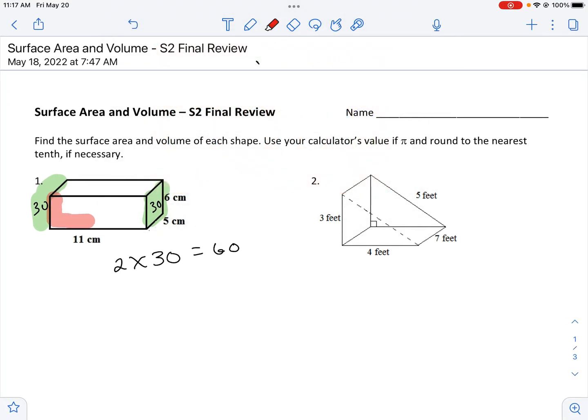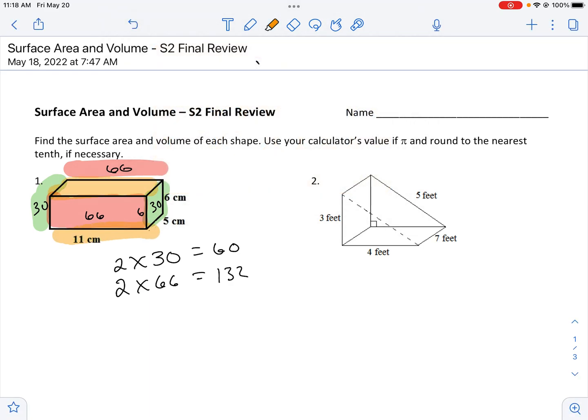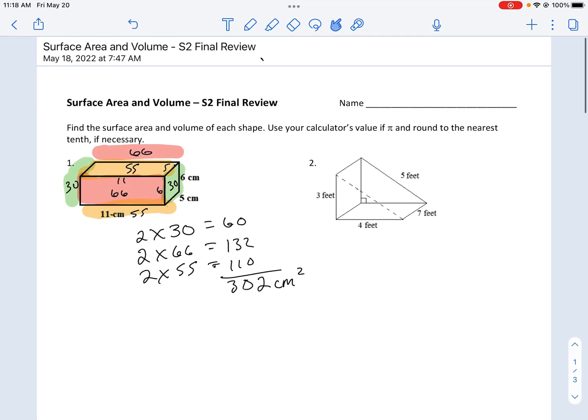Then I've got this red one here. And I'll also have the same red one back here, if you can imagine it. Now, if we look, this is 6, so that makes this 6. So this is 66 and 66. So I've got 2 times 66. And then finally, we've got the top and the bottom. If this is 5, this is 5. If this is 11, this is 11. So you have 55 twice. Surface area then says you add all of these together to get 302 centimeters squared, because it's area.